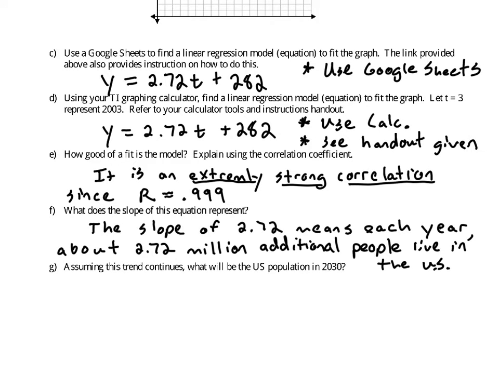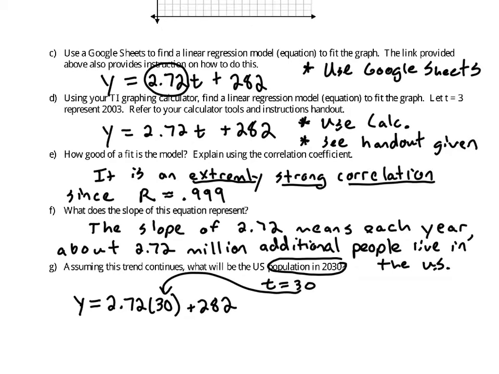So part F asks us to interpret the slope of our equations, and in both cases it was 2.72. What that means is that each additional year we could expect about 2.72 million additional U.S. residents. So lastly, in G, we're asked to determine what the population of the U.S. will be in 2030 based on this model.